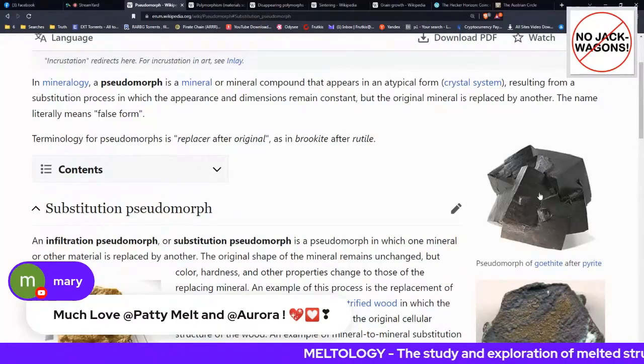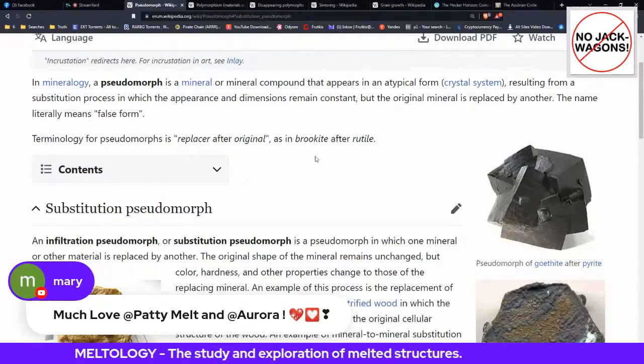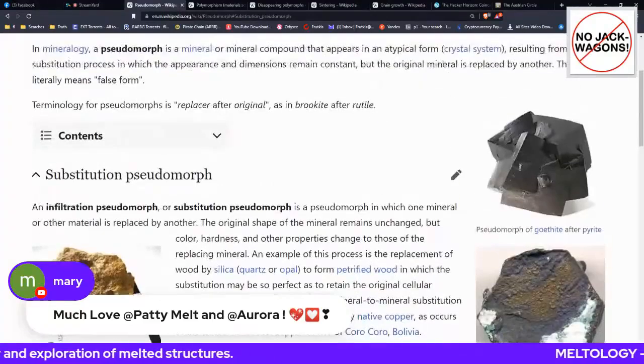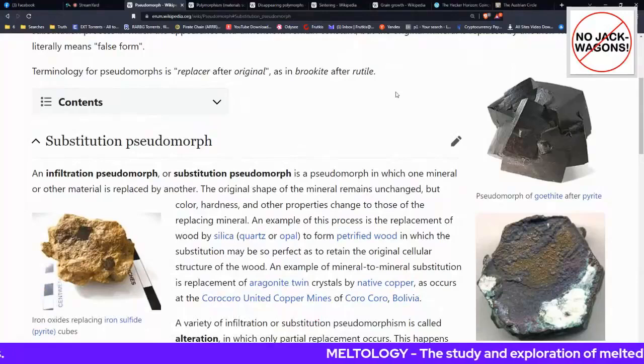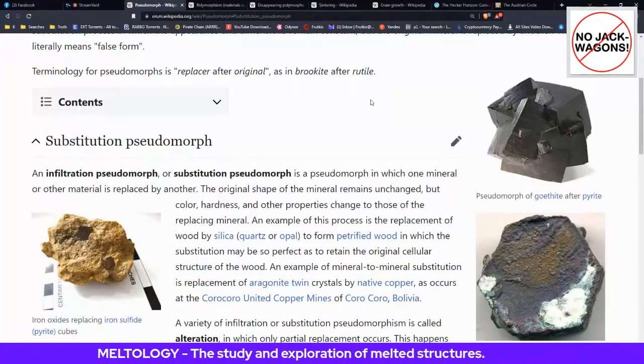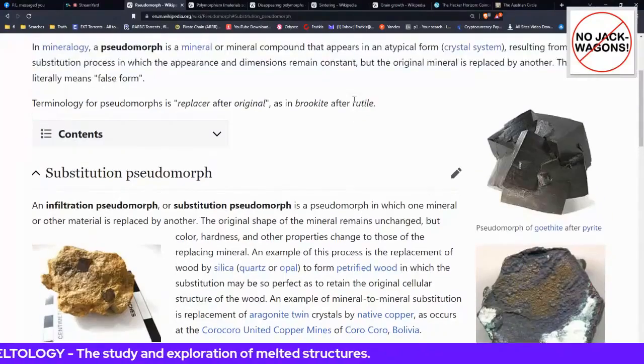So you can have the same thing. It looks exactly the same outside, but inside it's a different substance. That's maybe how a geode forms. Looks like a rock, but inside it's all crystal. Exactly. Yeah.